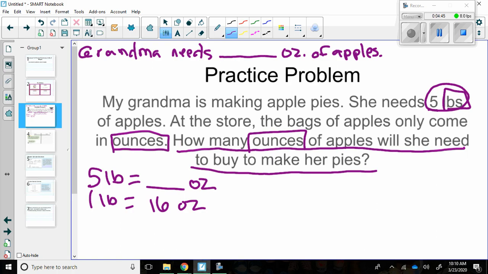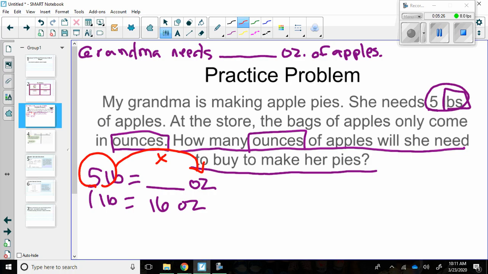Third step is bigger to smaller or smaller to bigger. When we do this, we are thinking that we are going from pounds to ounces. I know a pound is bigger than an ounce, so to convert a pound to an ounce, bigger to smaller, we need to multiply. So now the fourth step is solve the equation.